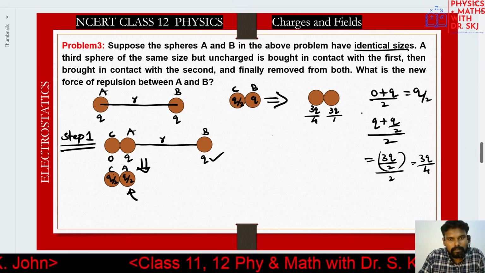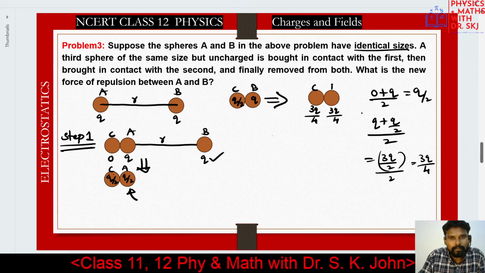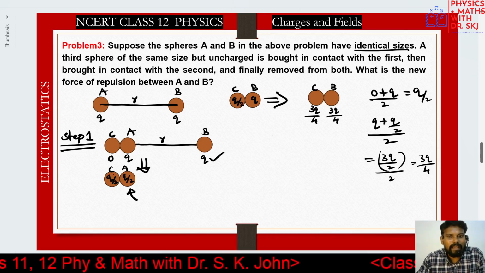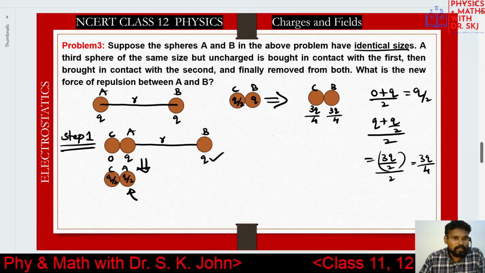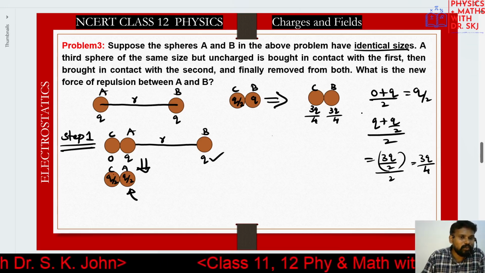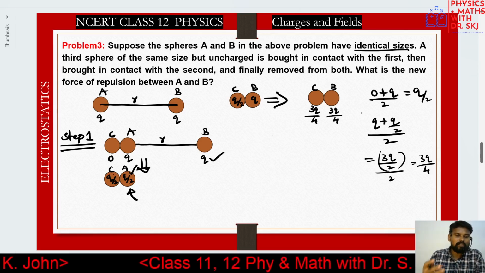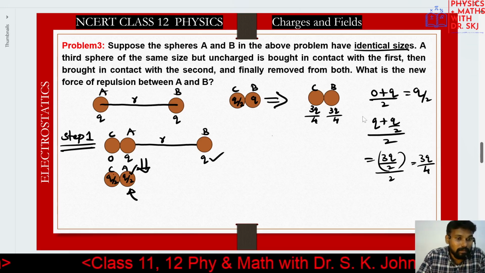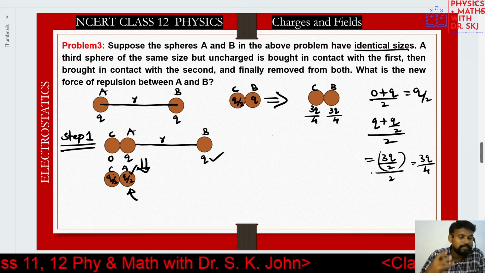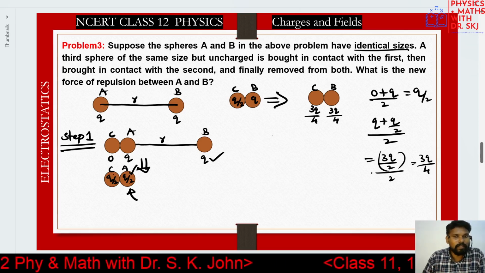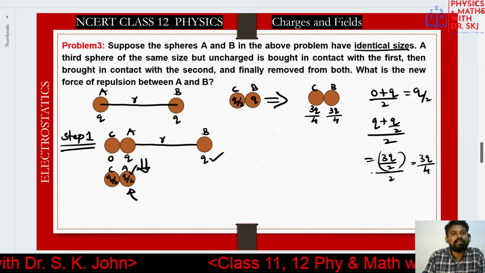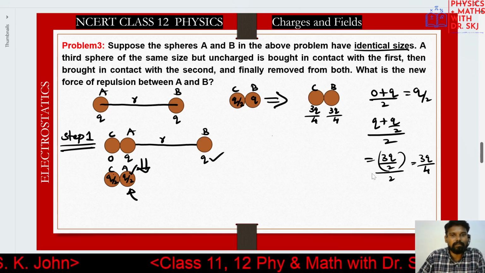3Q by 4. I think you got the idea. Okay. So, the charges on B and C are now 3Q by 4. So, what is the charge on A? The charge on A is Q by 2 now. After touching with C, the charge on A has changed. Initially it was Q, now it is Q by 2. Now the question is, what is the new force of repulsion between A and B?